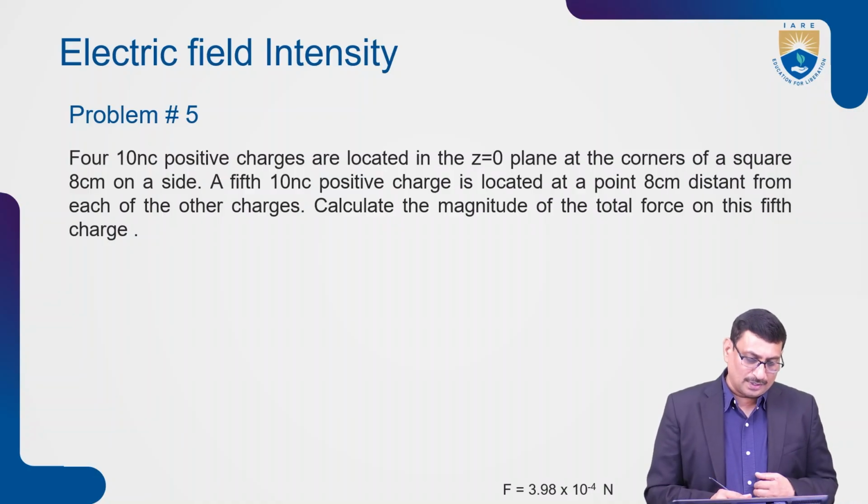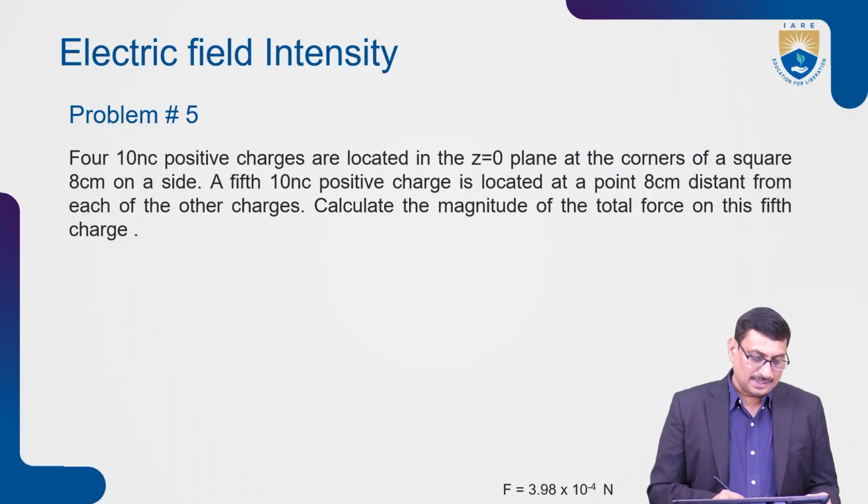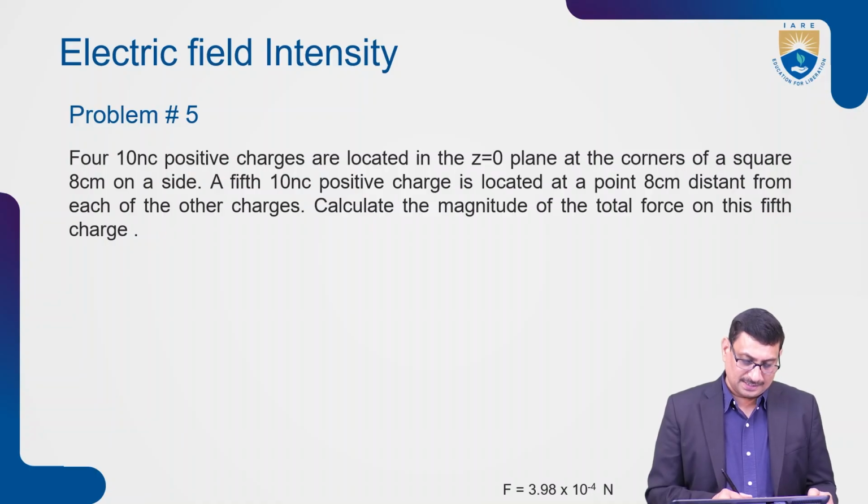There are four 10 nanocoulomb positive charges located in the Z equals 0 plane at the corners of a square 8 centimeters on each side. A fifth 10 nanocoulomb positive charge is located at a point 8 centimeters distance from each of the other charges. Calculate the magnitude of the total force on the fifth charge.